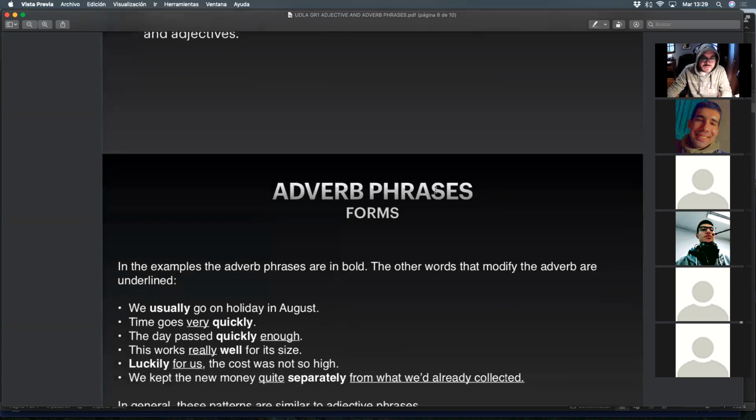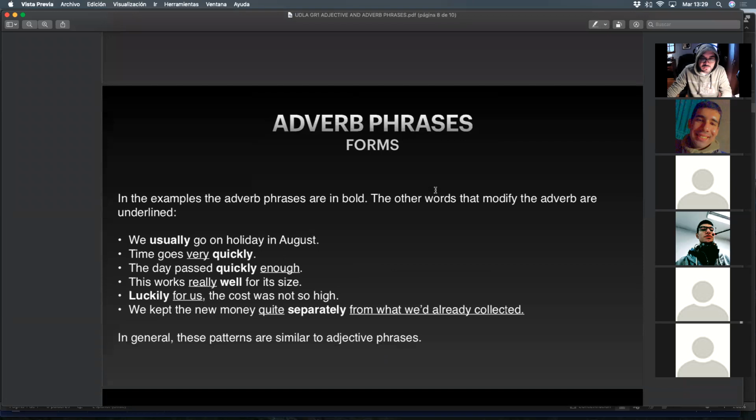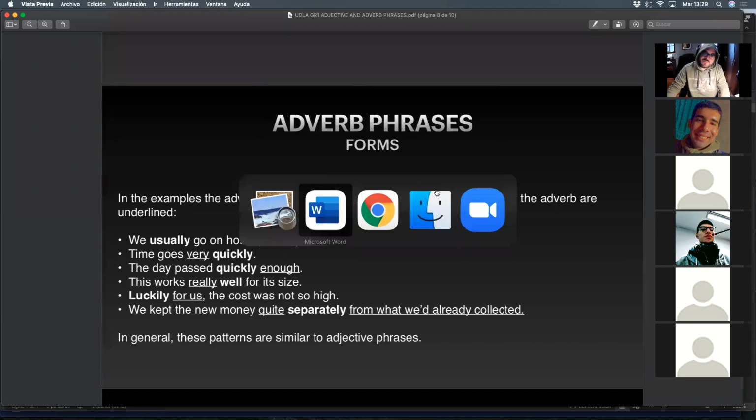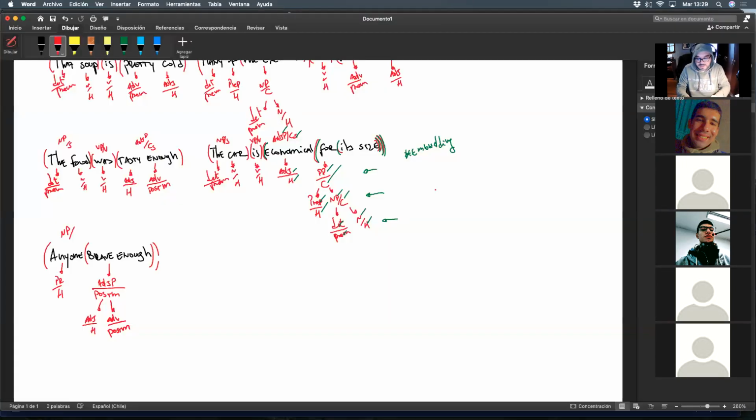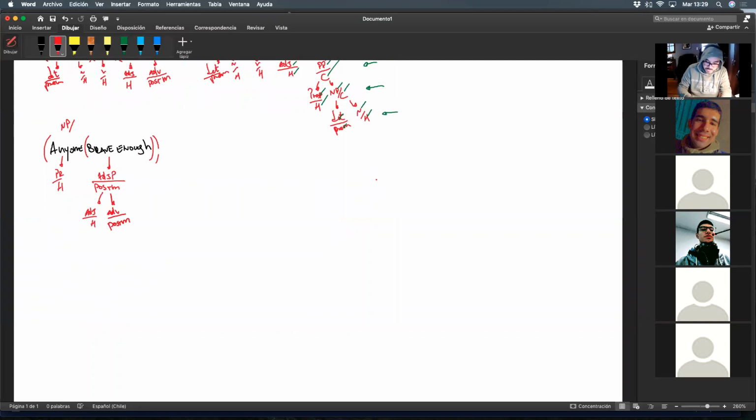Adverb phrases, forms. In the examples, the adverb phrase are in bold. The other words that modify the adverb are underlined. We usually go on holidays in August. Okay. We usually go on holidays in August. Okay, we usually. Déjame escribir. We usually go in.